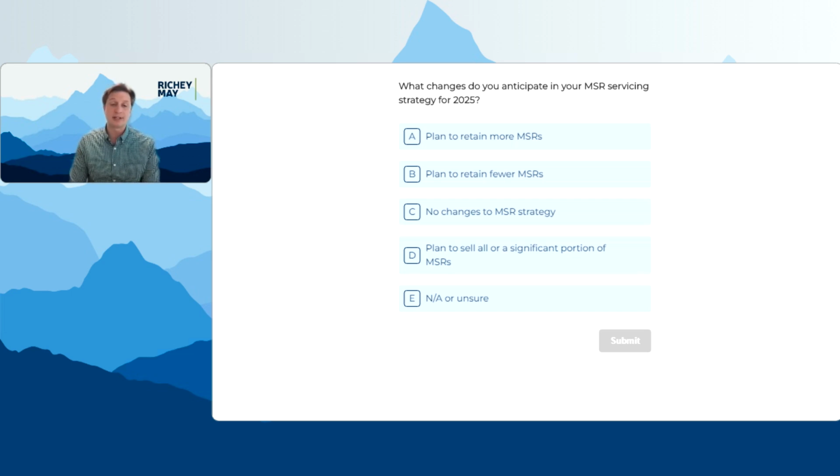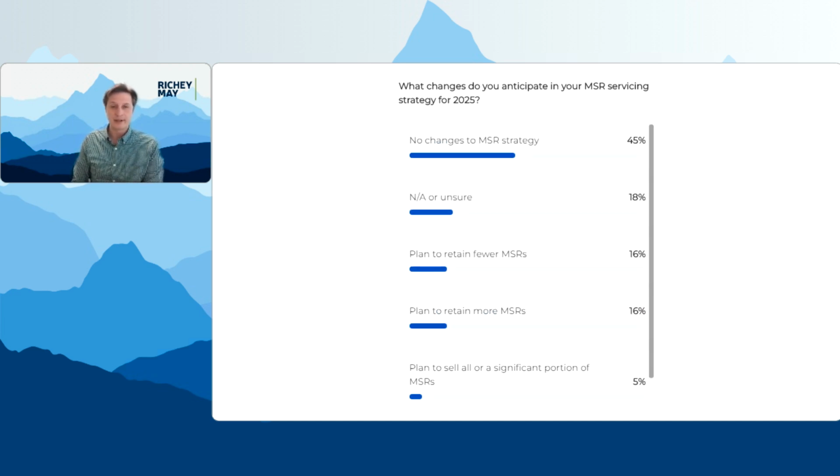If you don't retain servicing, I suggest let's input item E here. But it looks like we're at that 70% number. So here we go. Let's take a look at the results. Okay.